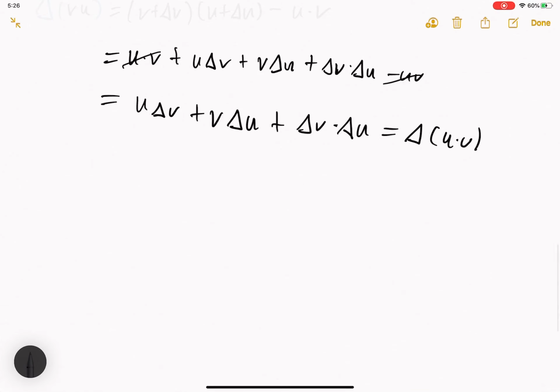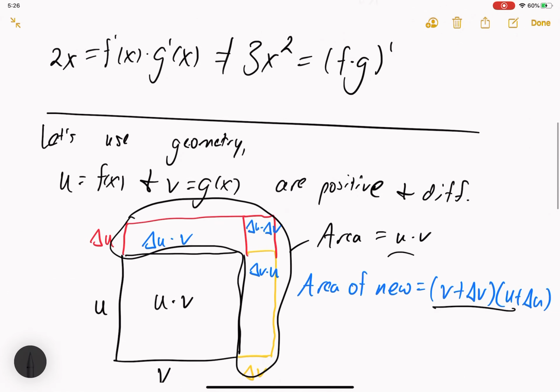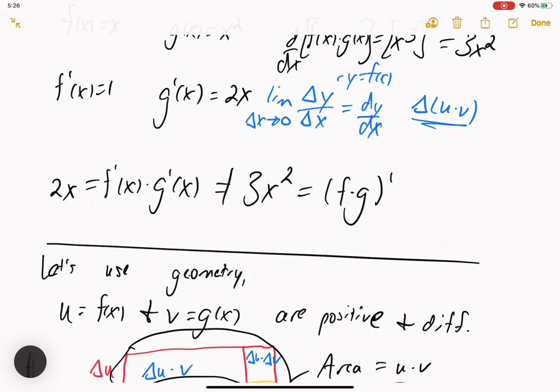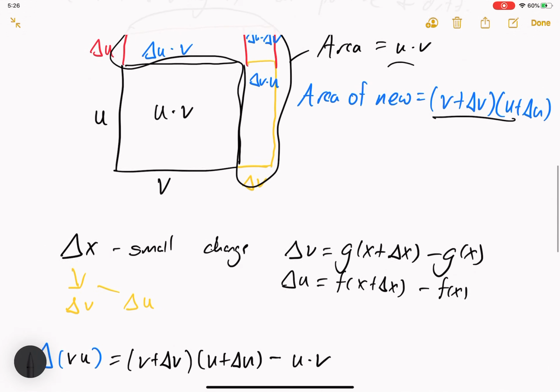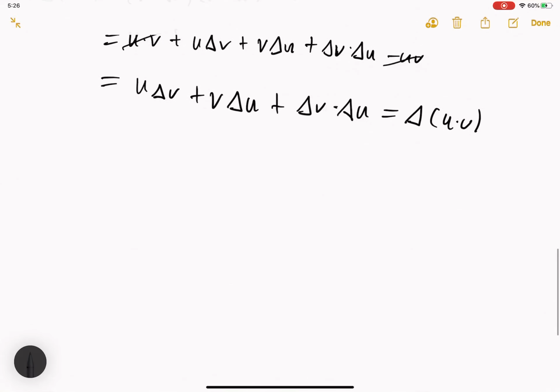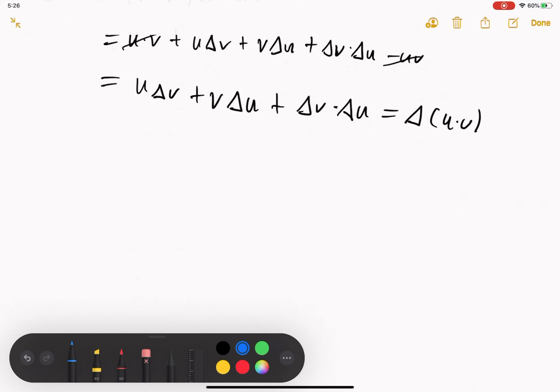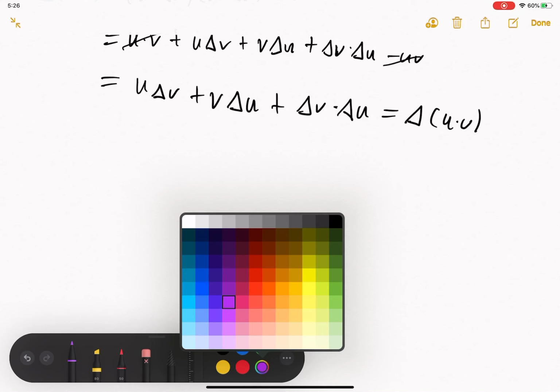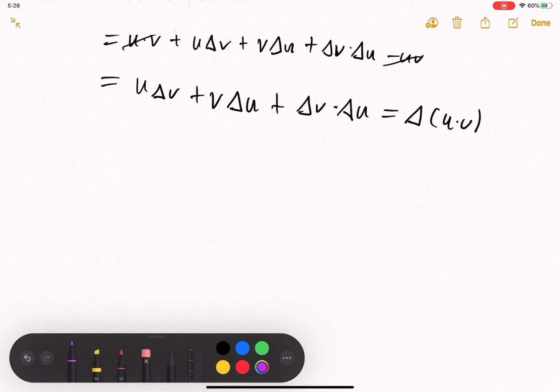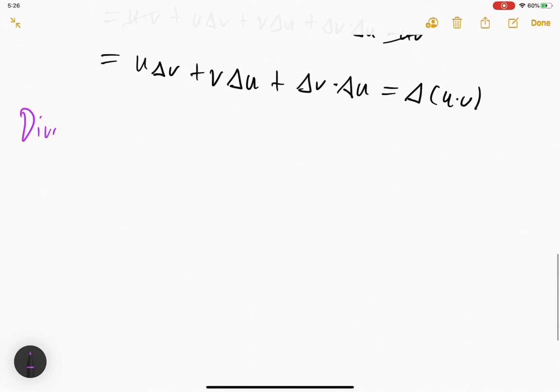All right. Now, if you remember what we had above, to find that derivative, we need to divide by that delta x term. So that's what we're going to do here. I'm going to use purple. I like purple. So I'm going to take everything and divide by delta x.